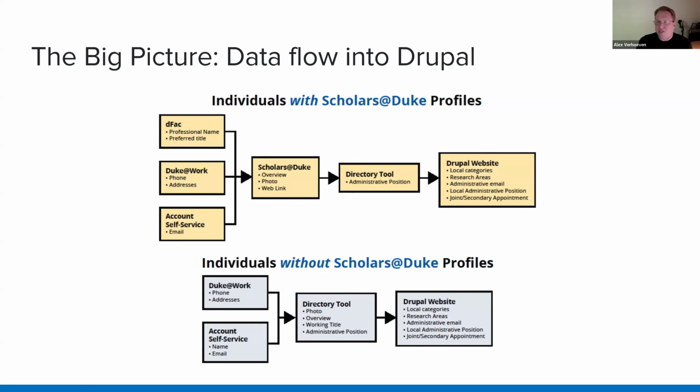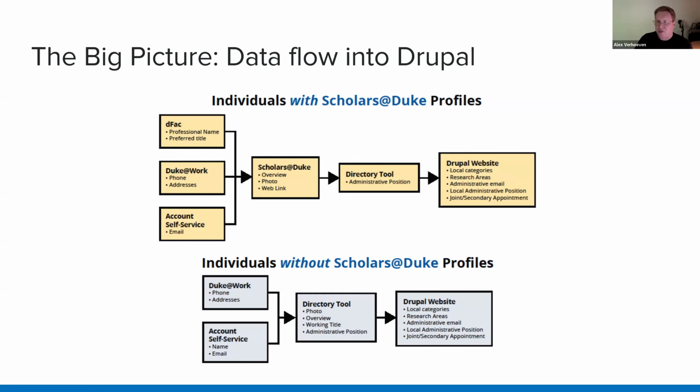The next layer of the workflow is the Trinity directory tool, where you are able to manage information that is not available in Scholars, like administrative positions such as chair or director of graduate studies, for example. Finally, all of this information is fed to your website where there are some additional pieces of local data that can be added or modified. These include local categories, research areas, administrative email addresses, local administrative positions, which may be non-standard, and joint or secondary appointments. And we'll talk about all of these shortly here.